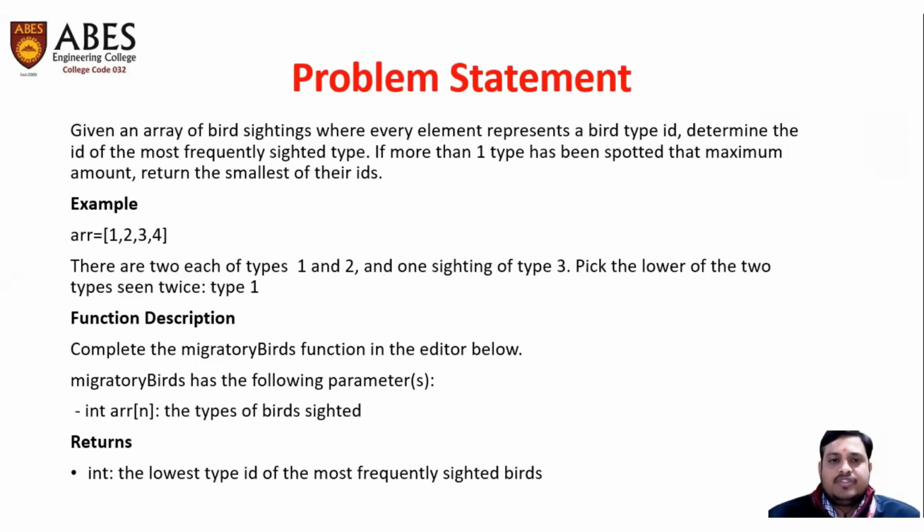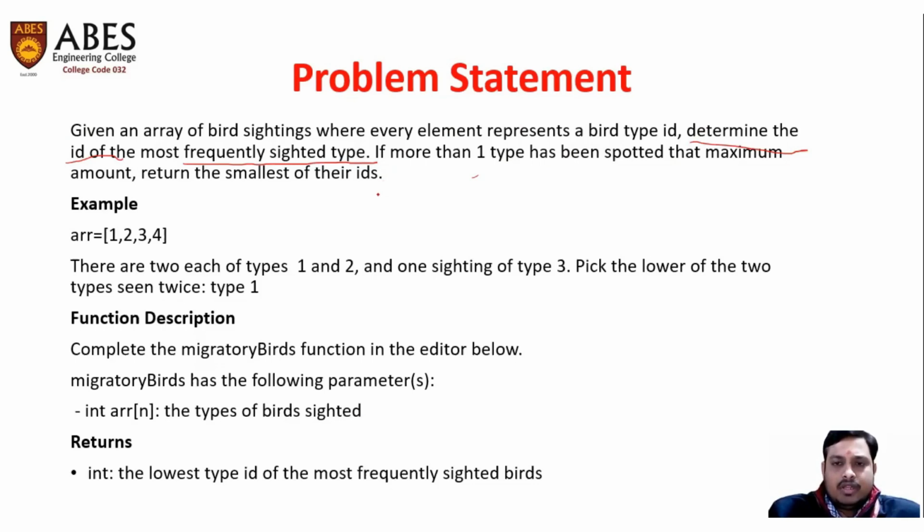Let's read the problem statement. Given an array of birds sighting where every element represents a bird type ID. The birds are represented by their IDs like 1, 2, 3, 4, and we have to determine the ID of the most frequently sighted type. It means we have to find out which bird is sighted more frequently.